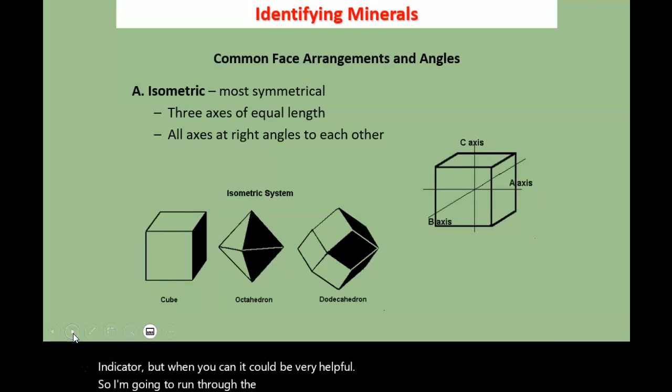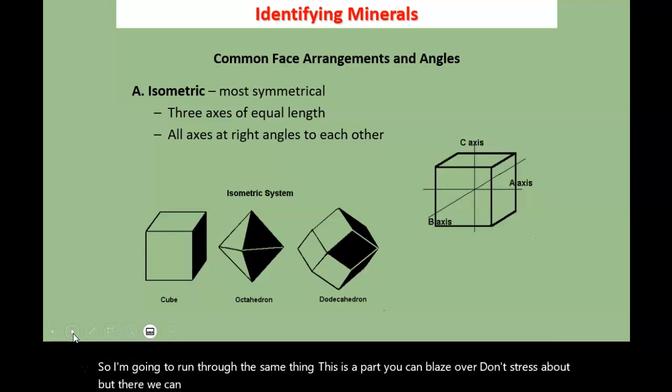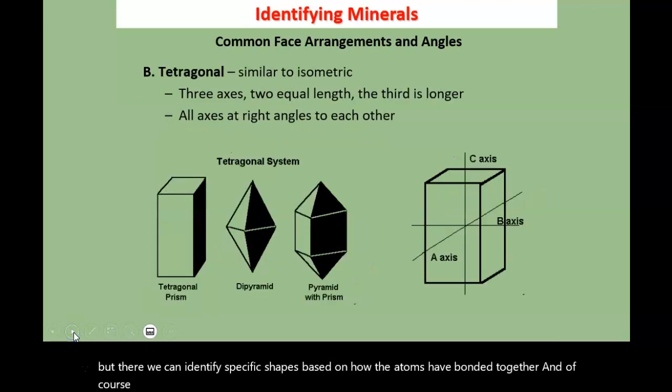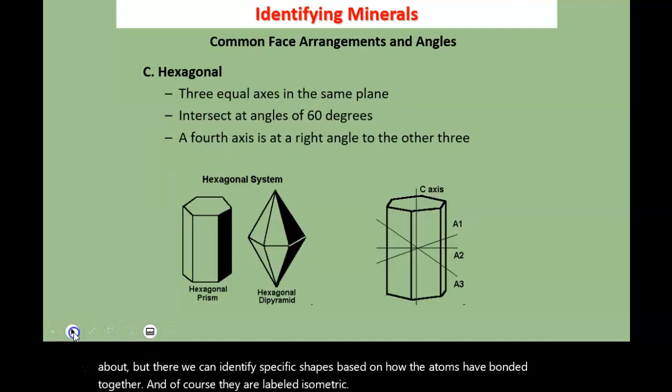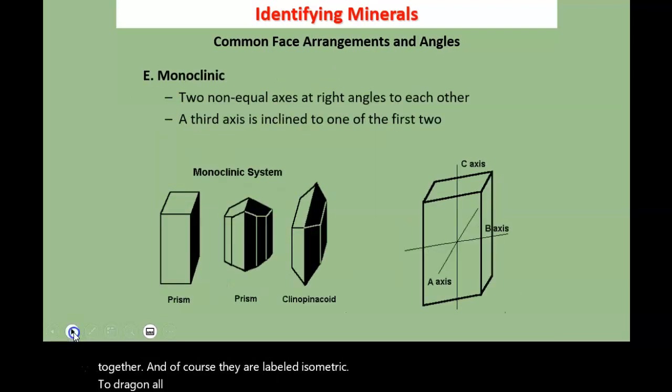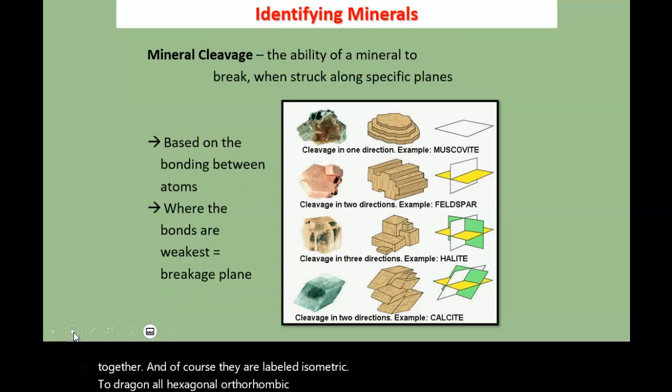This is a part you can glaze over, don't stress about. But there we can identify specific shapes based on how the atoms have bonded together. And of course they're labeled isometric, tetragonal, hexagonal, orthorhombic, monoclinic, triclinic. Yay! Some of that's related to how the rocks will break.